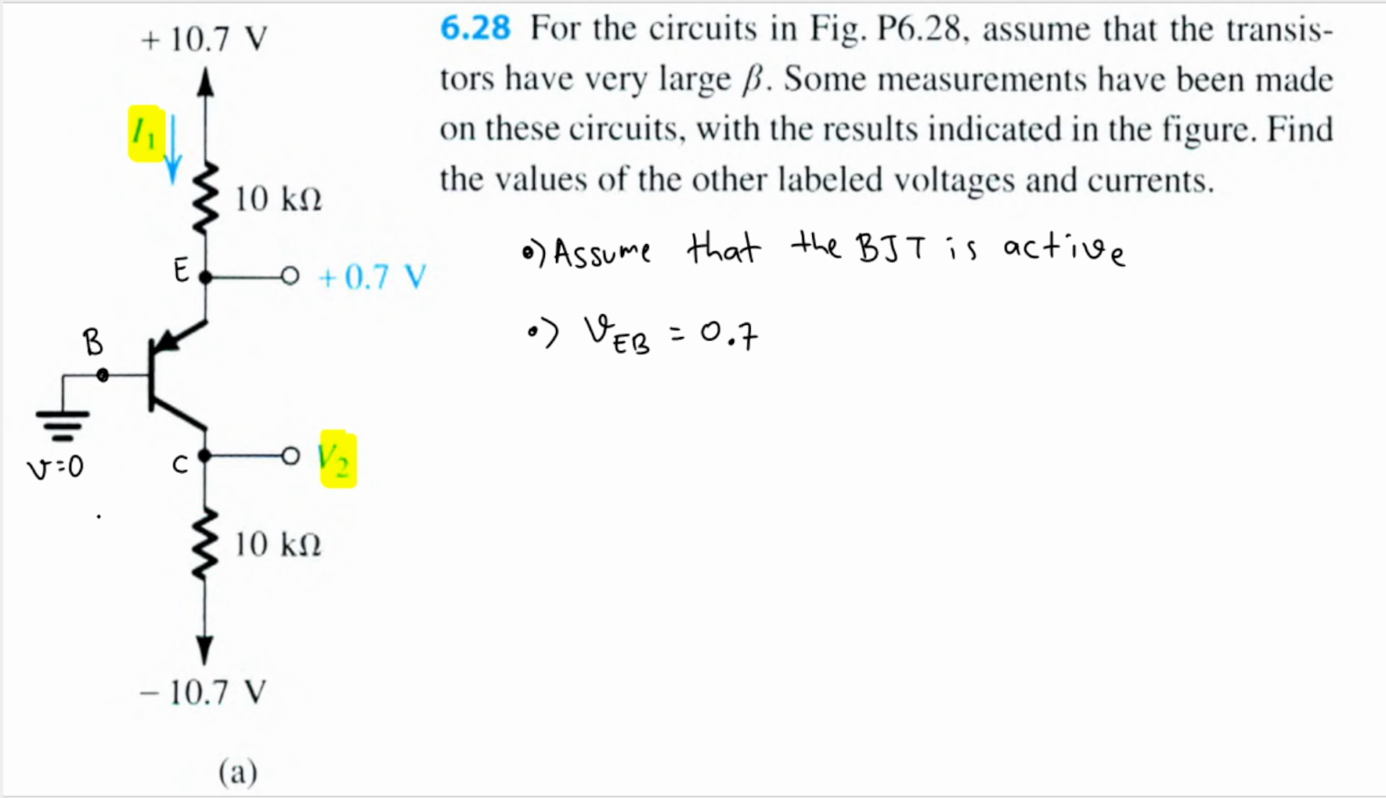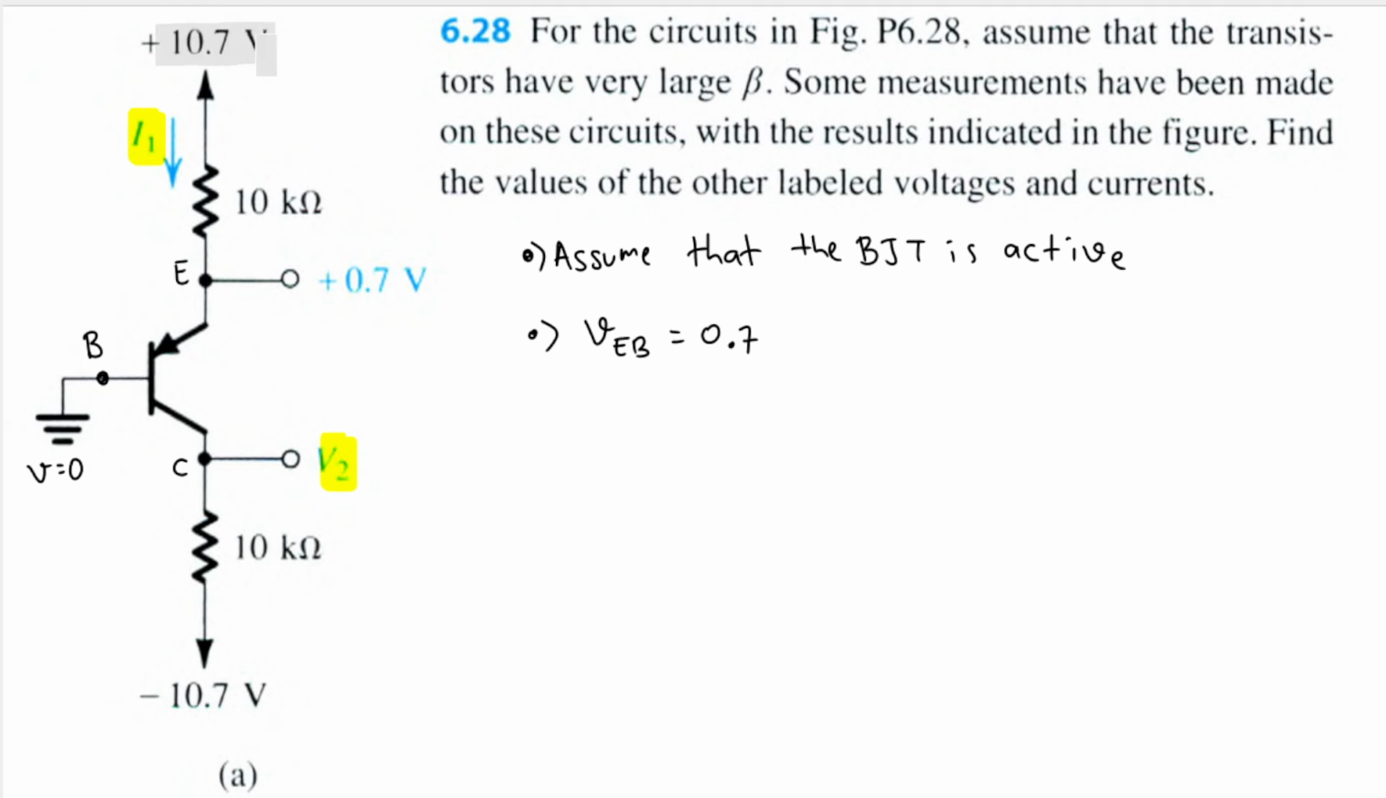Now, what can we do? First, I think we can find I1 here using Ohm's law. Why? Because we know the voltage at the origin and the voltage at the destination here. So this is 10.7 and this is 0.7. We can calculate the current using Ohm's law.